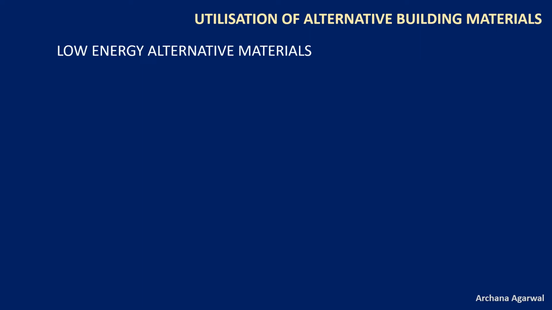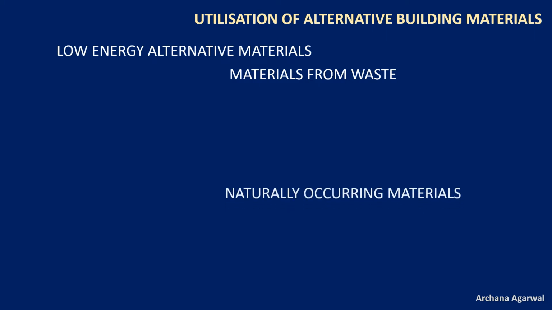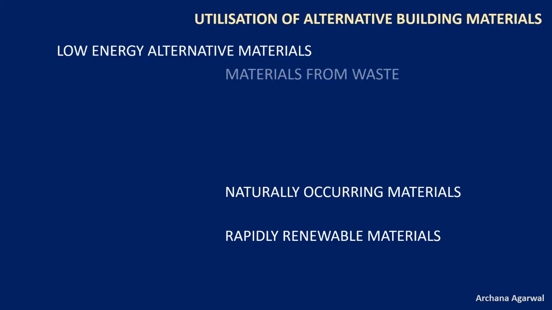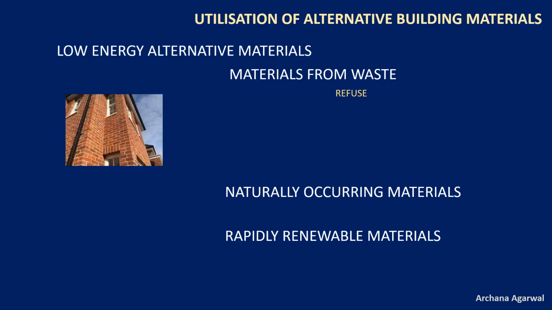Alternative materials can be broadly classified into materials from waste, naturally occurring materials, and rapidly renewable materials. The 5 R's principle of waste management has 5 stages that aim at reducing waste generation. To refuse is to deny the use of construction materials that may cause harm to the environment. For example, refusing the use of cement plaster and paint and instead designing for an exposed brick wall finish.